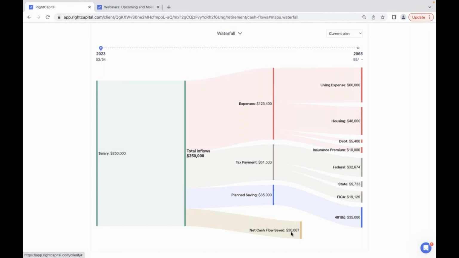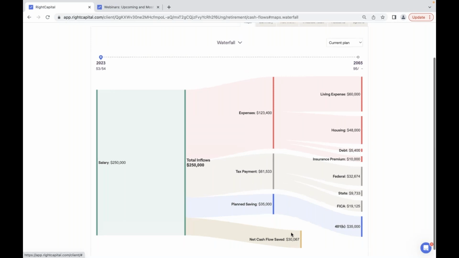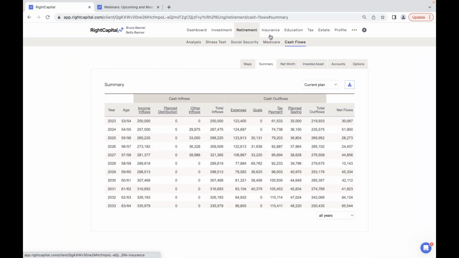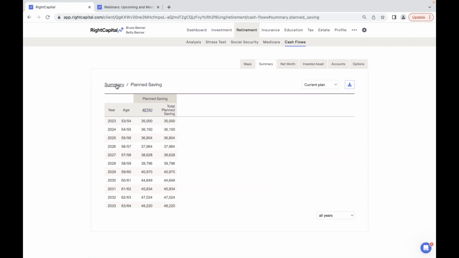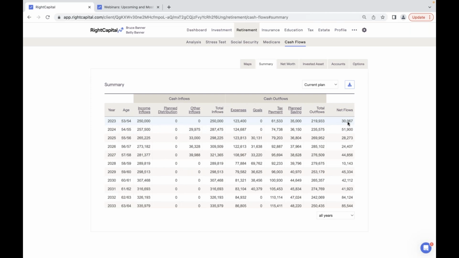So what we actually are seeing here as a default in all of your plans is that the planned savings area is only going to show your qualified savings or maybe your pre-tax contributions to, let's say, a 401k or an IRA, while your net cash flows that are a positive value are actually representing the amounts that are being saved into a taxable account. So we can see this in real time. We have, for example, in calendar year 2023, 35,000 of planned savings. That's going into the 401k account, for example. And then this positive $30,000 net flow is actually being saved and invested into the taxable account bucket.